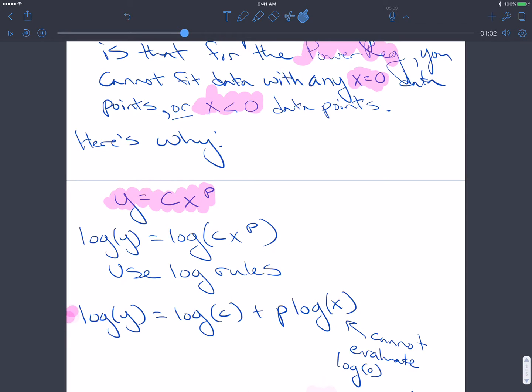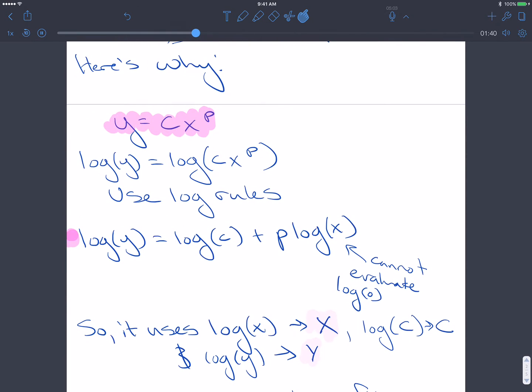If you think about it, multiplication inside becomes addition outside, and the power gets pulled down from the x. Now what you have is effectively a linear equation in terms of log of x and log of y. But the problem is that you can't take a logarithm of a negative number. So if you have a negative x or even a negative y, it just doesn't work.